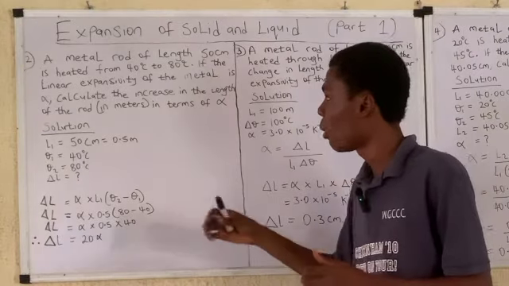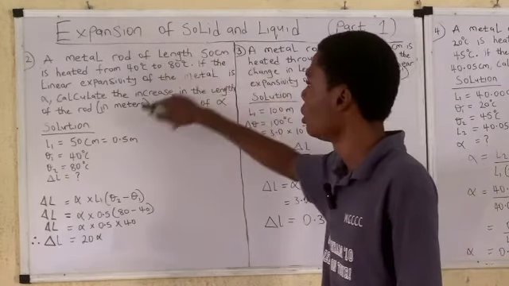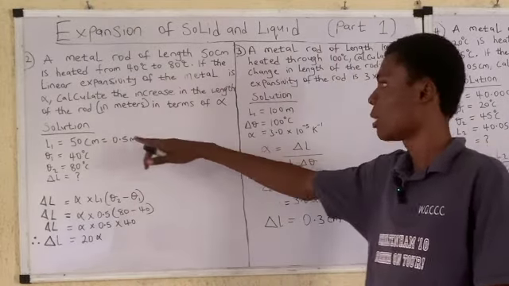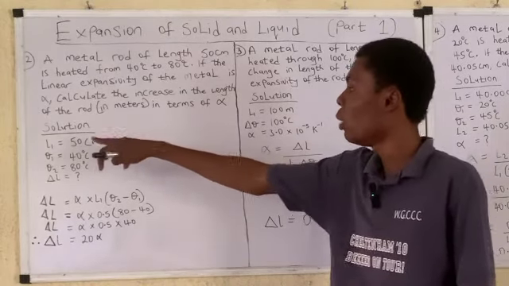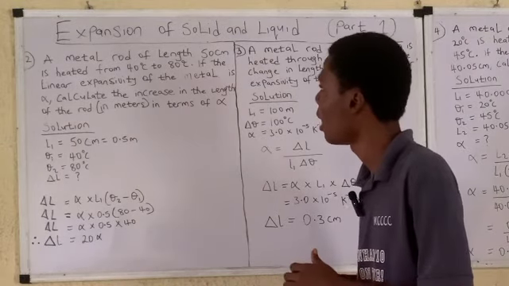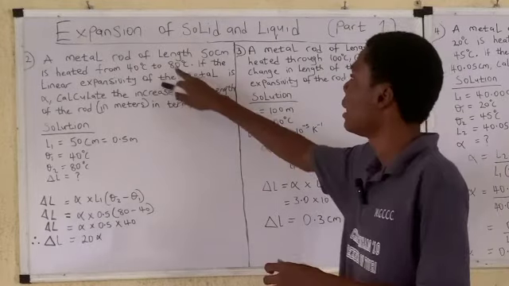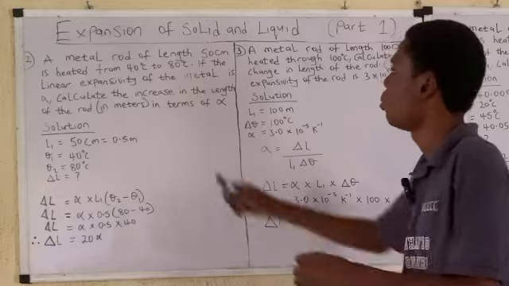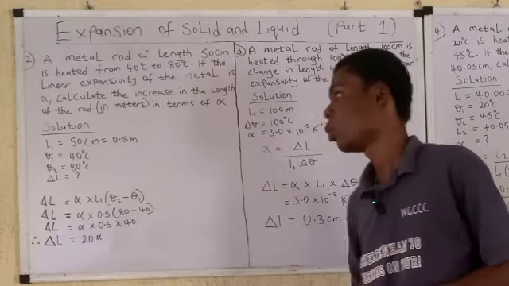So, in our parameters, what is our length? Our length is 50 cm, which is our L1. But they said we should convert in meters. So we say 50 divided by 100 is 0.5. So our L1 is 0.5 meter. Then our theta is 40 degrees Celsius for theta 1 and 80 degrees Celsius for theta 2, which we have here. Then they said we should calculate the increase in length of the rod. So that's what we are looking for here.